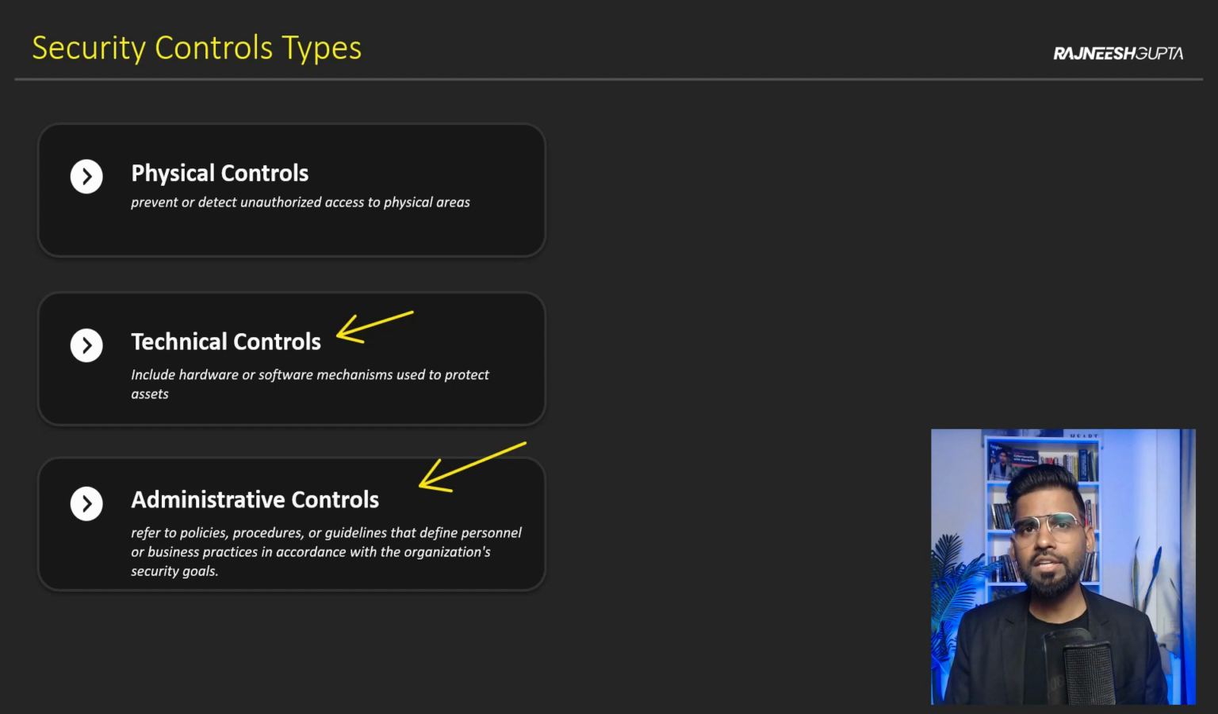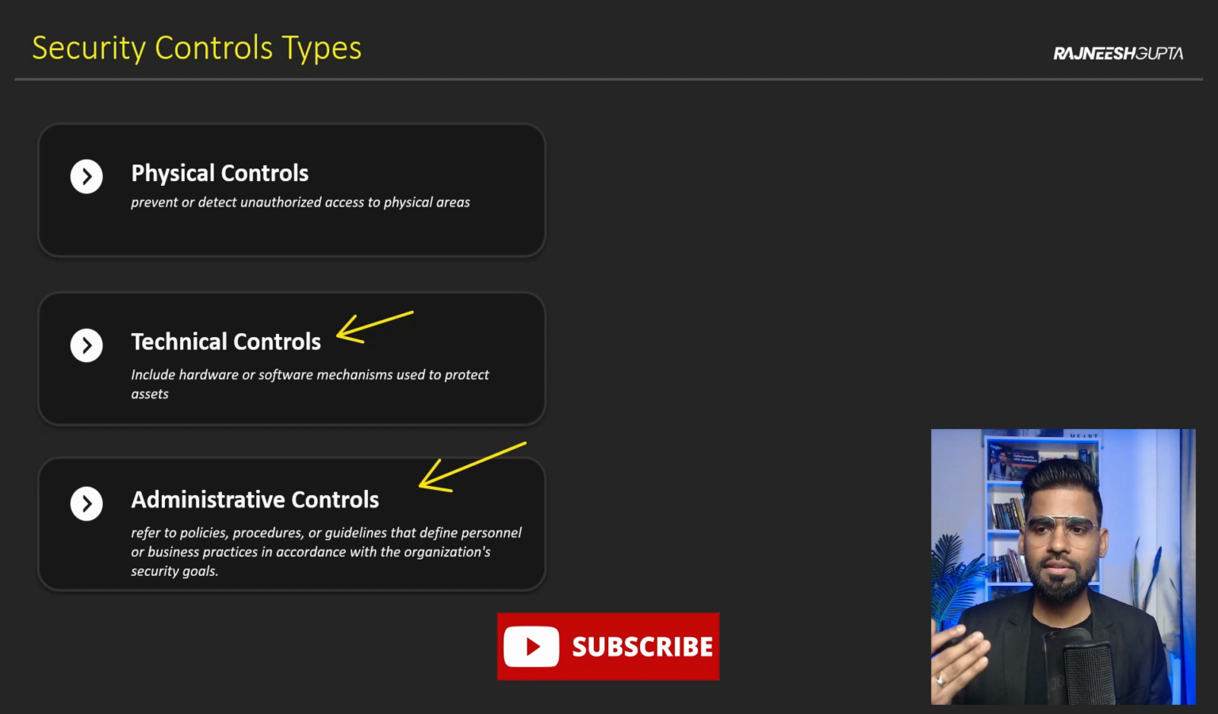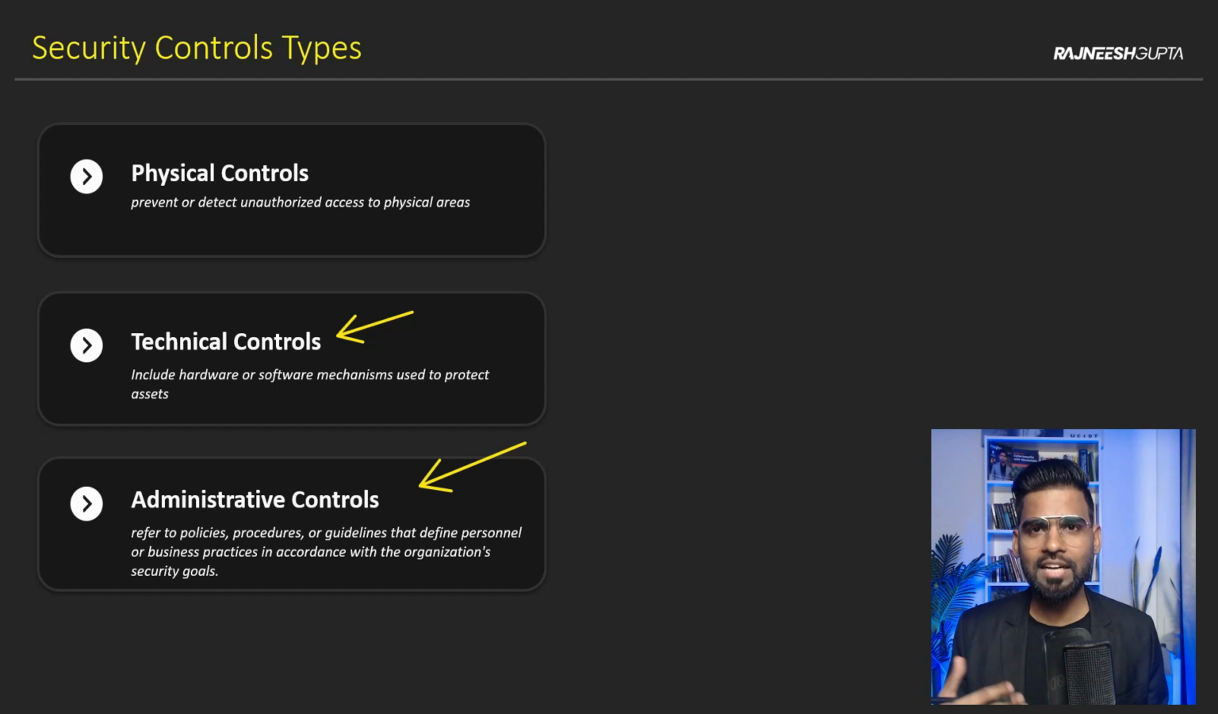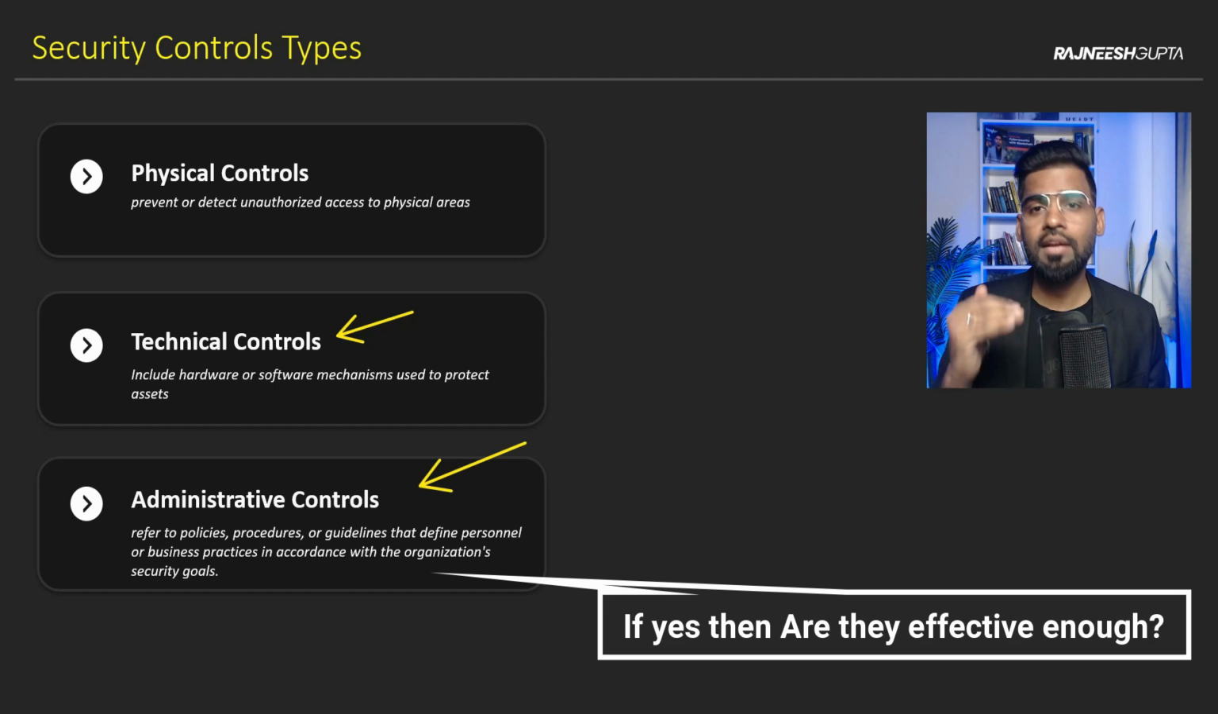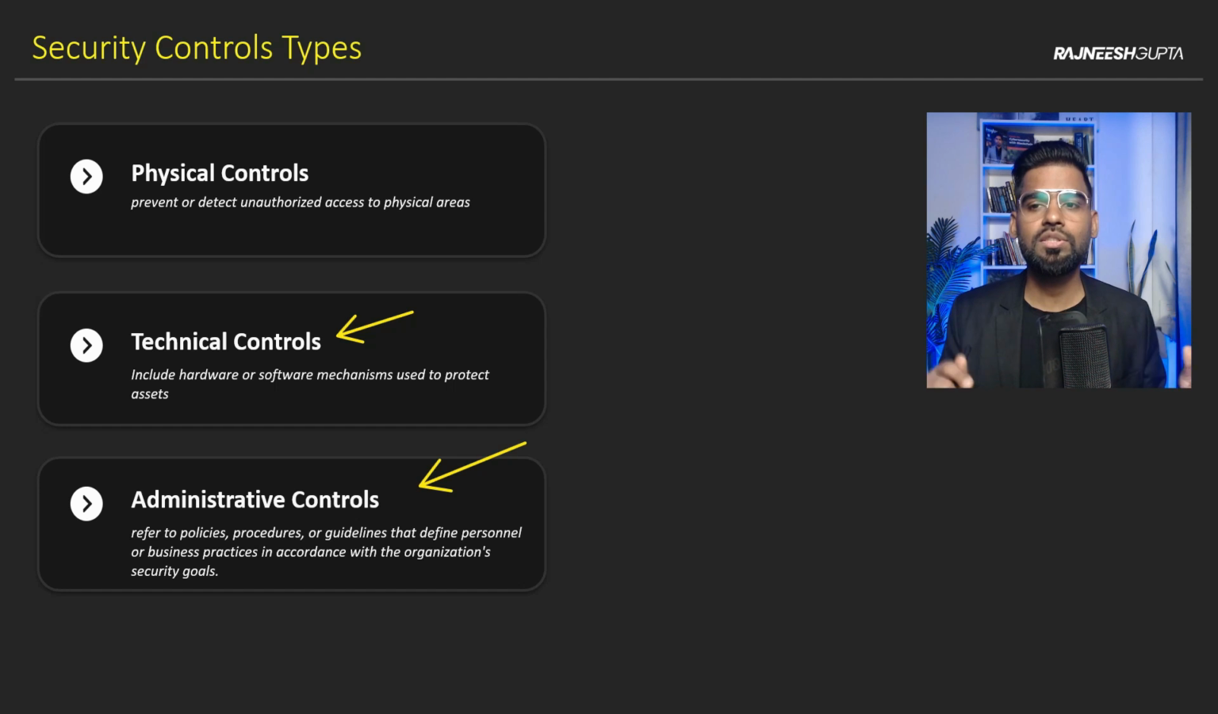Now auditing is a process, usually internal auditing, where the organization makes sure that they have the proper controls, and if they do have them, whether they are really effective. So these are the two points for a security audit. Do we have the control? If yes, then are they effective? All right, so this is the way organizations perform auditing, right?